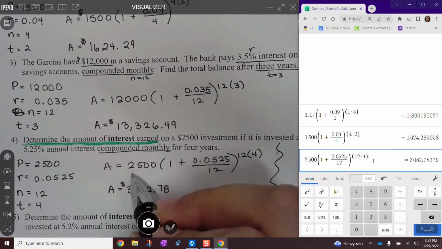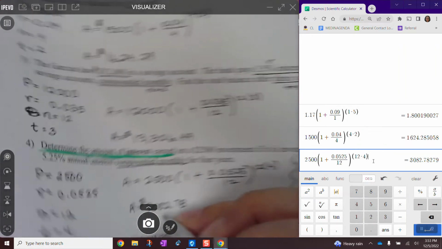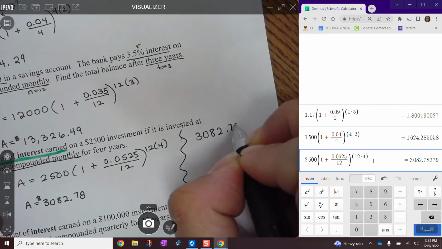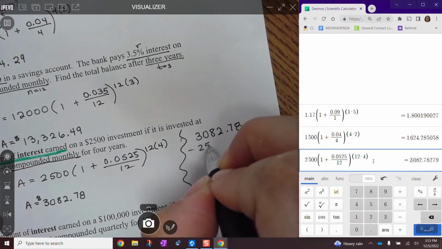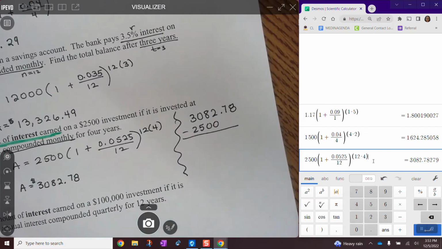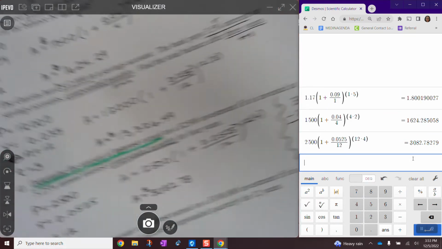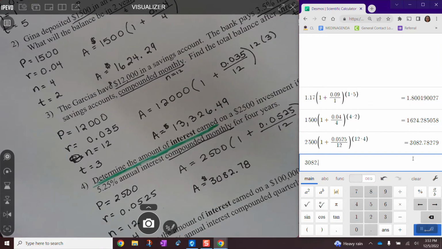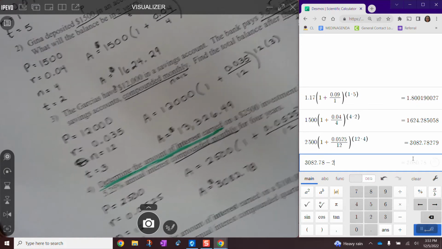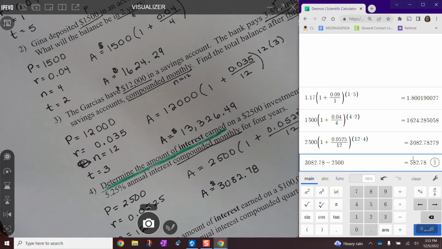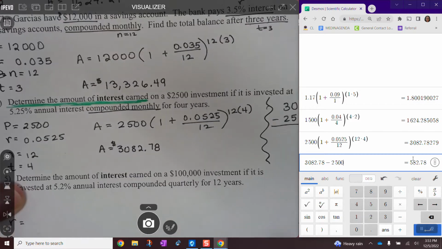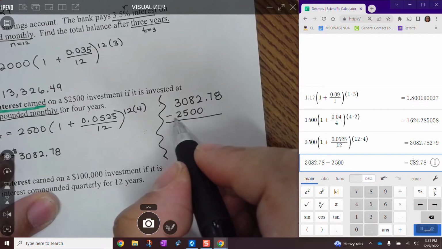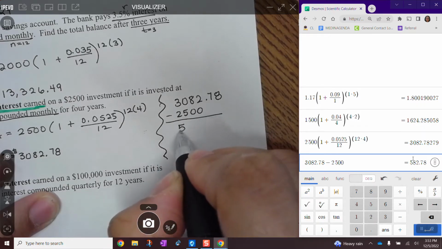Right? So that means we started at 2,500 and now we have 3,082.78. So 3,082.78 subtract 2,500. There. So the difference between the money that you have now, taking away the principal, is 582.78.